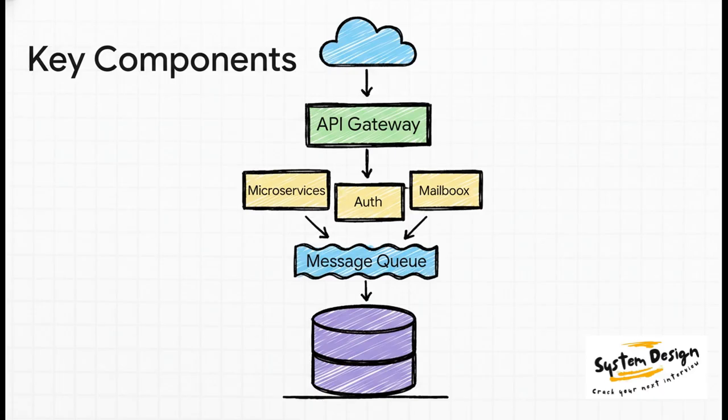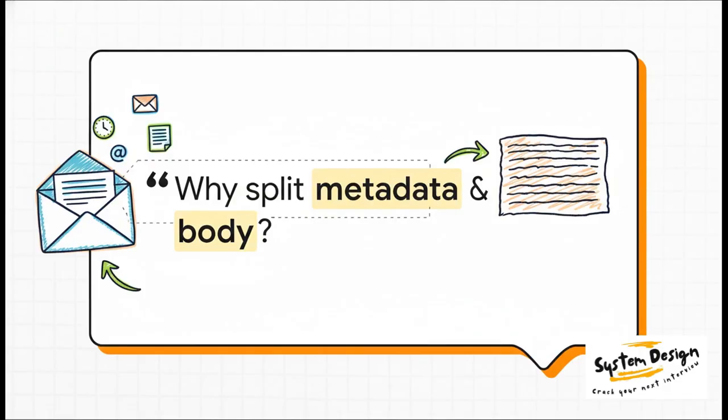Once you're inside, we've got a whole team of specialized microservices. Each one has a specific job. One handles authentication, another handles your mailbox, another one powers search. And the glue holding it all together? A message queue. It's kind of like the central nervous system. And all of this sits on top of a really clever 2-part storage system. And that split storage layer, that is a total game changer. This is probably one of the most important decisions in the whole design.